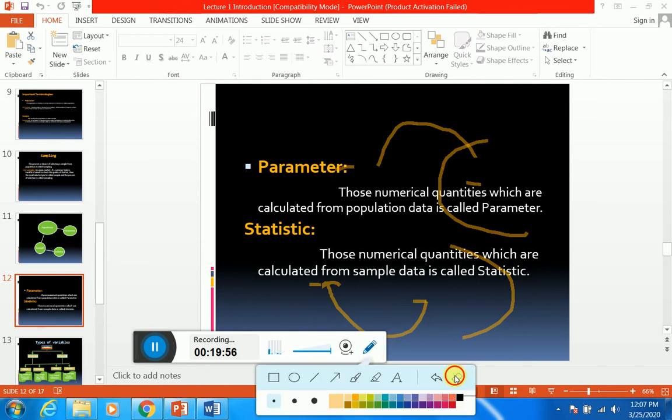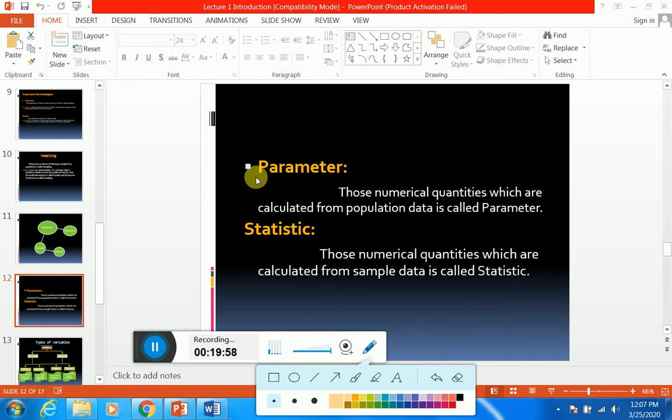What is a parameter? Look, parameter starts with p. It means the connection is with the population. According to this definition, those numerical quantities which are calculated from population data are called parameters. In simple words, whenever you use a formula on the overall population data, that is simply known as your parameter.